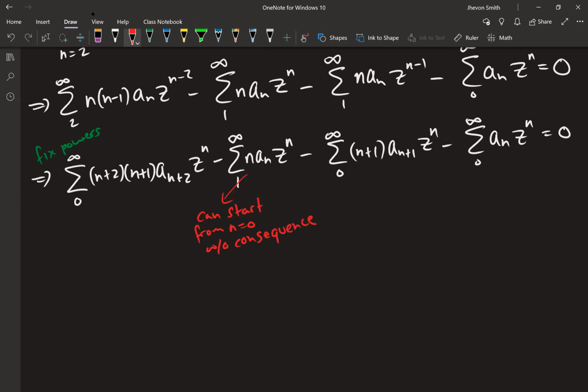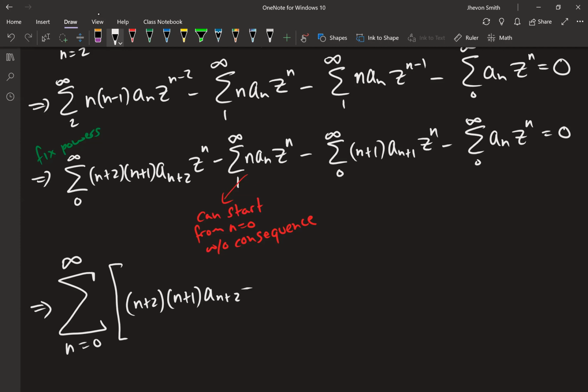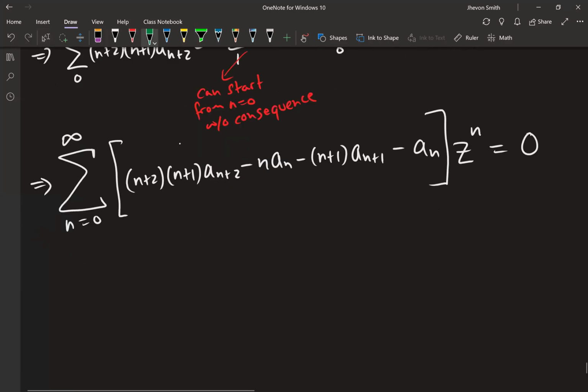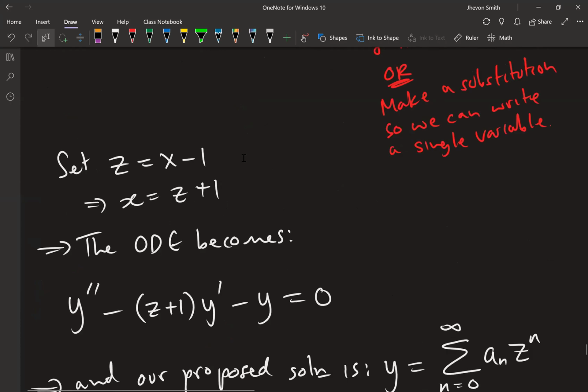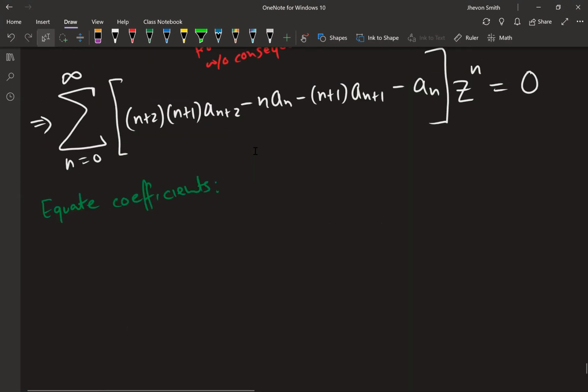Knowing that I can start all the series from 0 and they all have a common factor of z to the n, I can now plug them into one big series. n plus 2, n plus 1, a n plus 2, minus n a n, minus n plus 1, a n plus 1, minus a n, all of that times z to the n equals 0. We can now equate coefficients. Maybe. Let's not get ahead of ourselves.